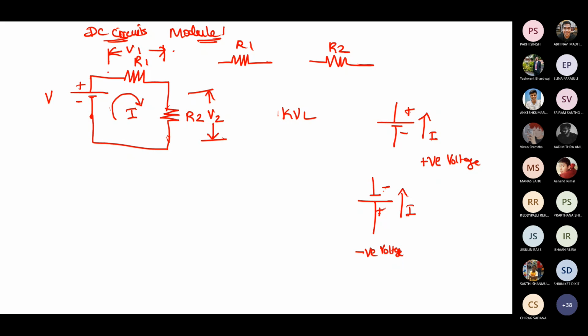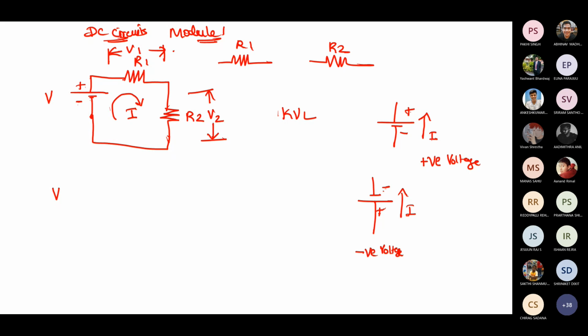Okay, shall we start writing the equation for this given circuit? Yes, ma'am. First, coming to this one, the voltage I'm assuming as V. Is the current going from negative to positive or positive to negative as per my current direction? Negative to positive. So what is my assumption here? Positive voltage. So I'm going to take this as plus V.